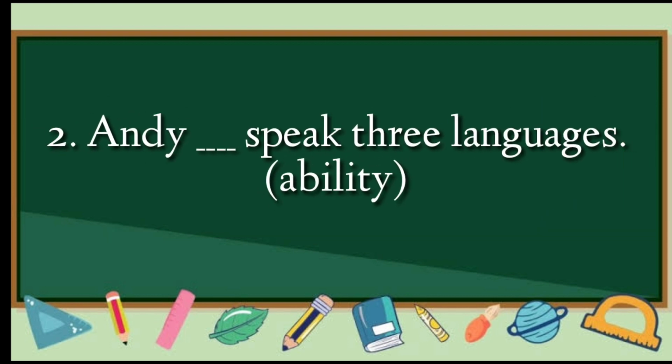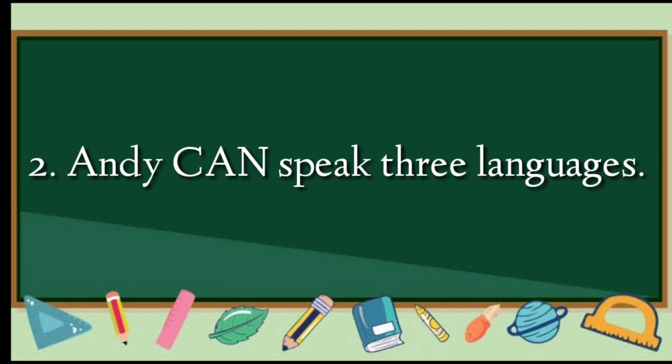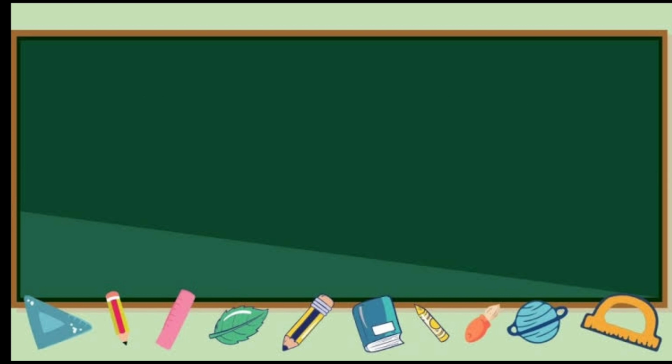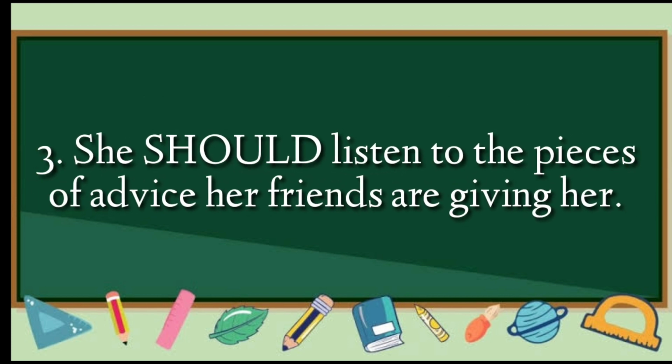For number 2, Andy blank speak 3 languages. What do you think is the correct modal verb to be used? Very good. It is can because it shows a person's ability. Next is number 3. She blank listened to the pieces of advice her friends are giving her. The correct answer is should, because it gives a suggestion.